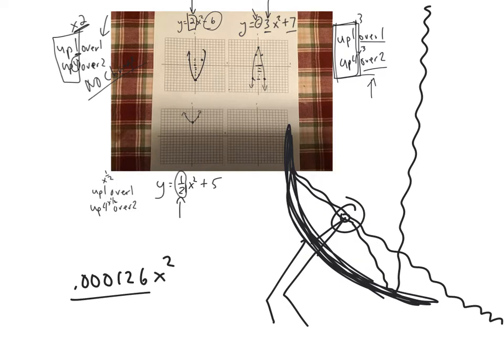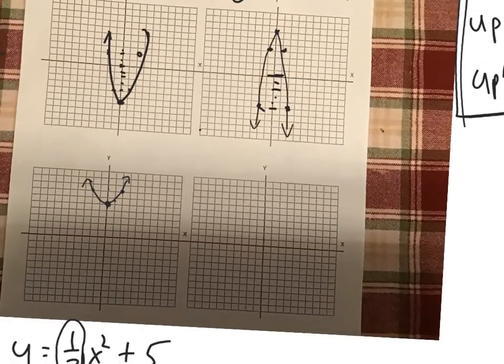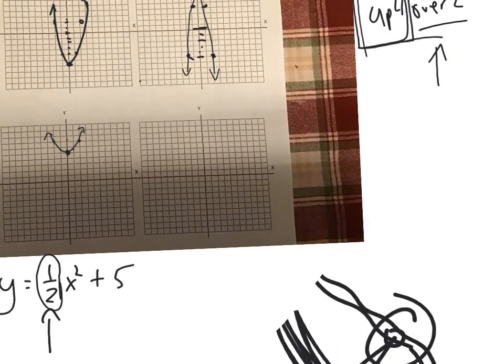Let's do another. I'm going to erase the end of this. Let's do another fraction one. All right, so let's go like a fourth. So if I had y equals 1/4 x squared plus 1. So again, our vertex is going to be at 1, right?